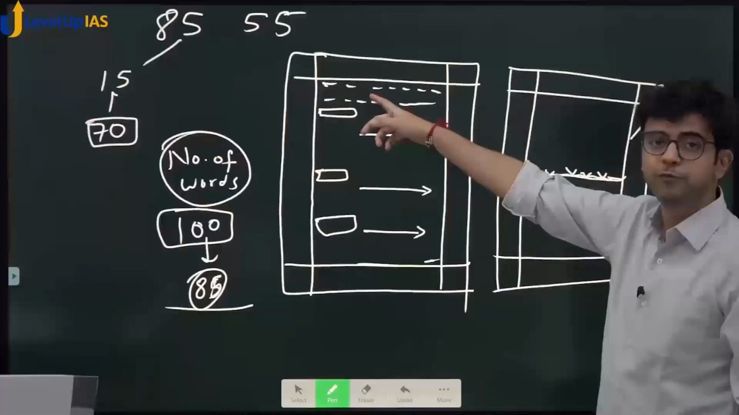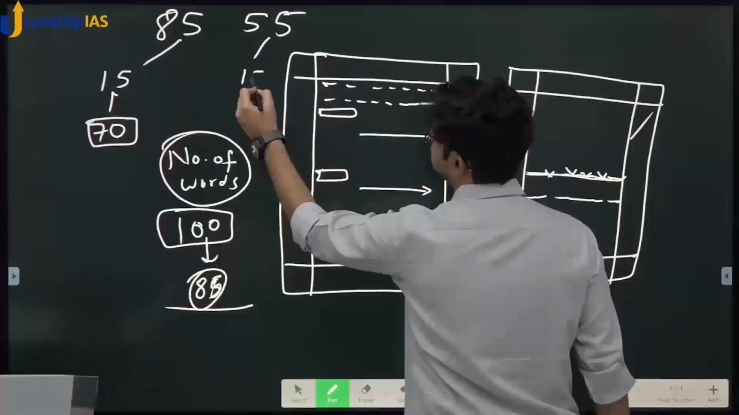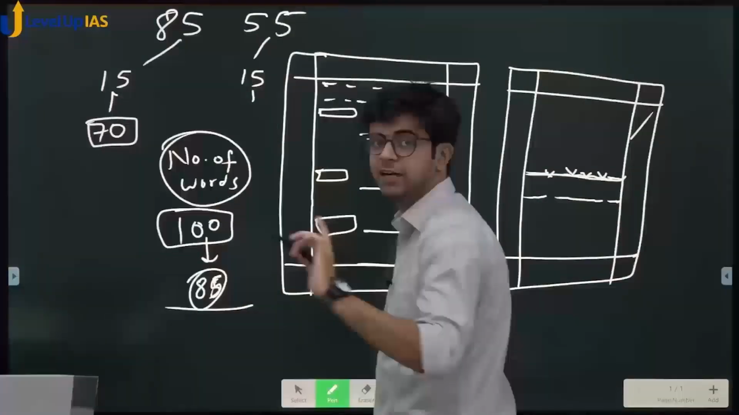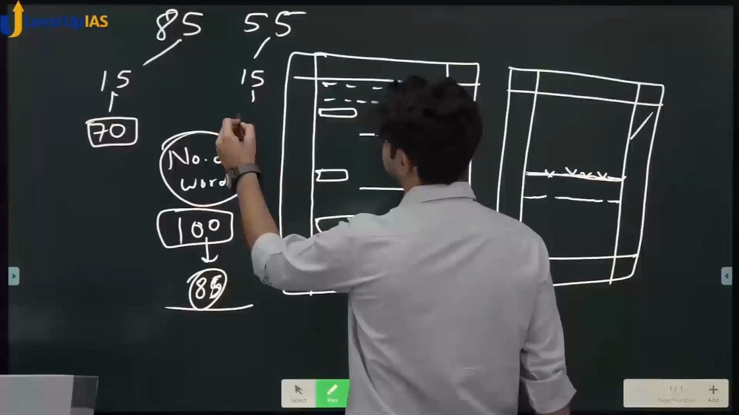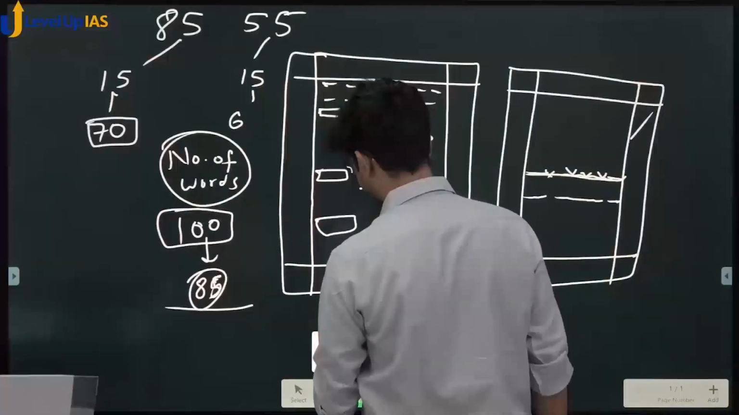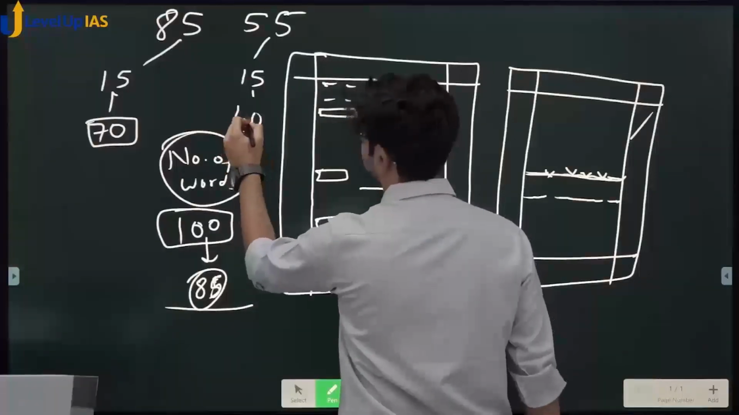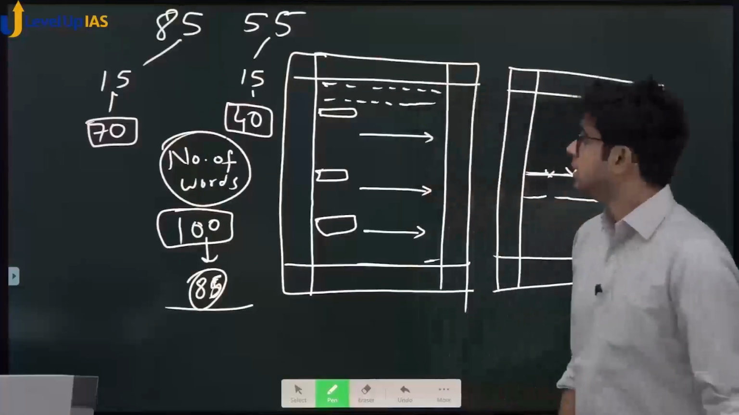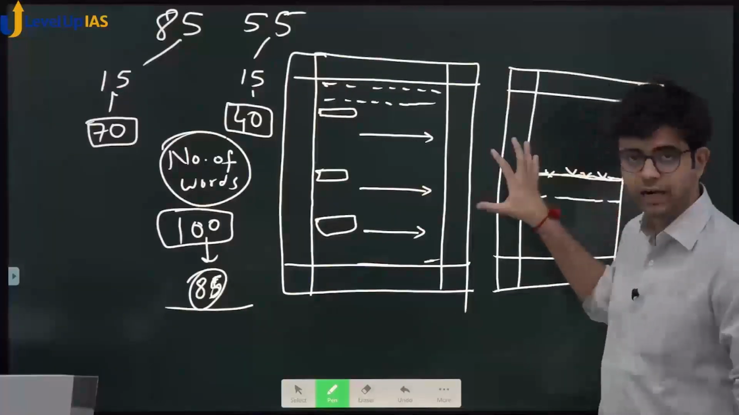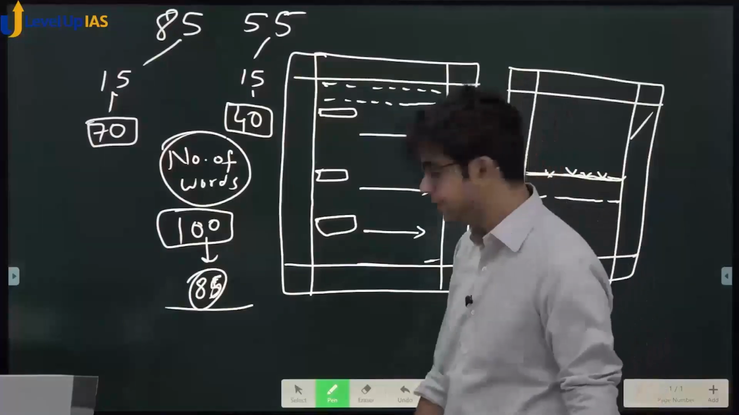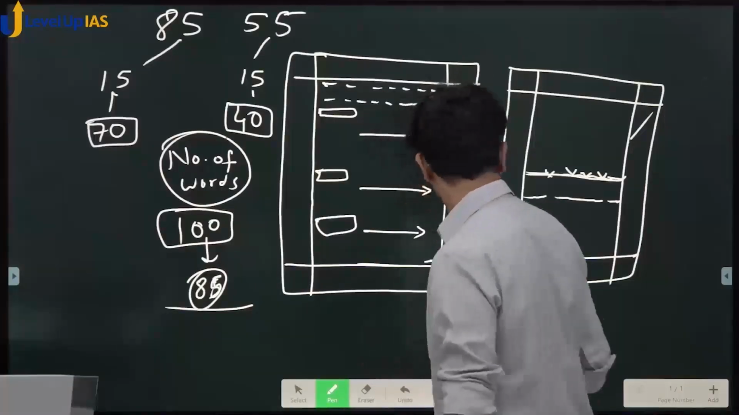Out of 55, let us again assume 15 words go for conclusion, 15 to 20 words. We are taking a very conservative estimate; a conclusion doesn't usually fit in 15 words, but still I am taking 15, assuming you are able to pull it off. So 70 words you have to write here, good content, and 40 words here, good content. So you have 110 words, 70 words on the first page and 40 words on the second page, and these are all approximations.